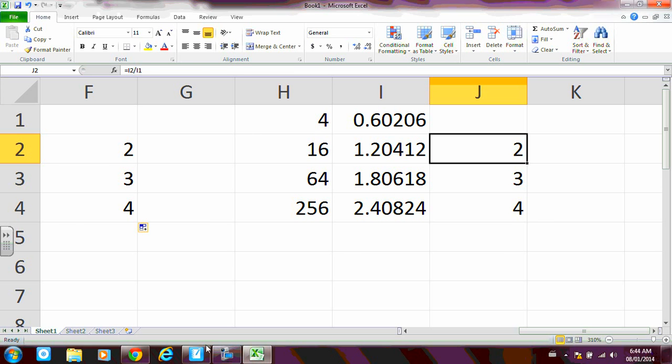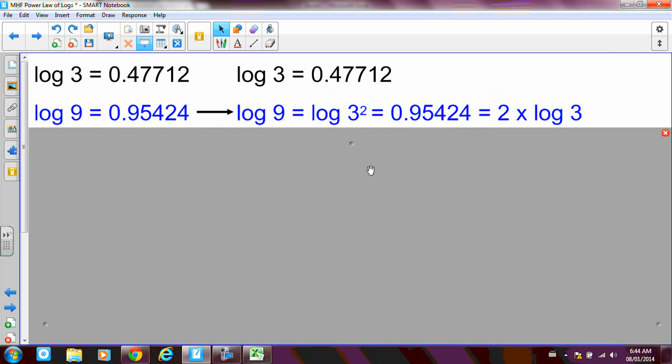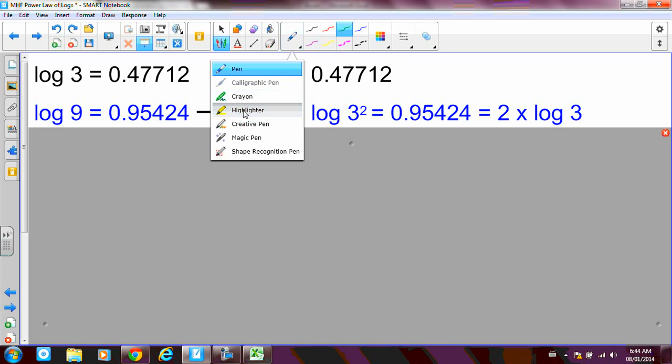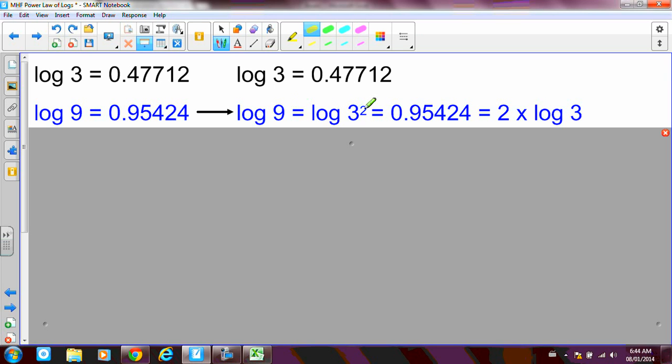You probably are seeing it already, but if not, log of 9 was this value. I'm looking at the log 3 specifically here, just because I chose to. Log of 9 was 0.9424. And so if we stretch it out a little bit and take a look at it specifically, what we see is, grab my highlighter here, that log 9 is log 3 squared. Hopefully nobody has a problem with me saying that. And it ends up being, surprise, surprise, 2 times the value of log 3.